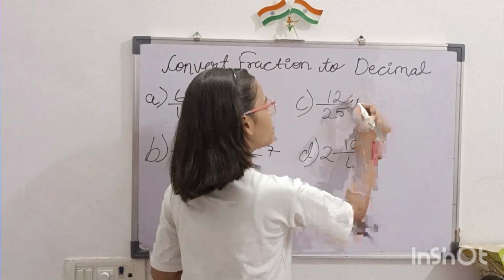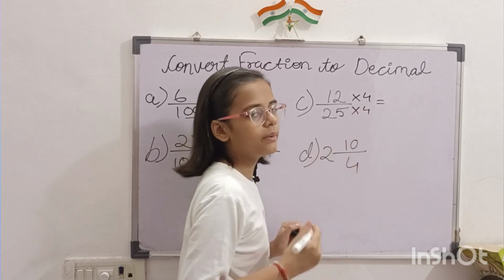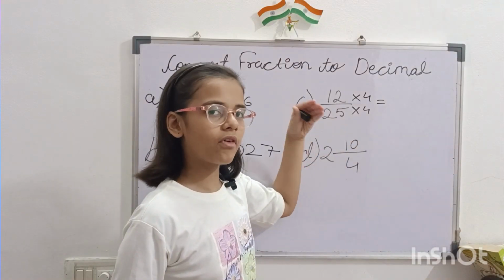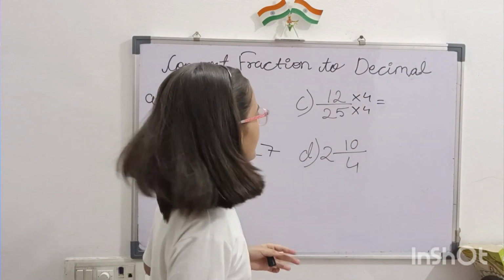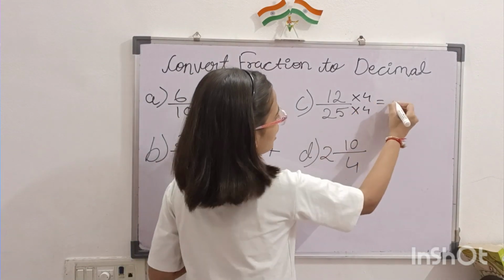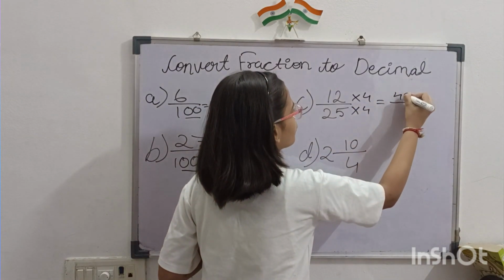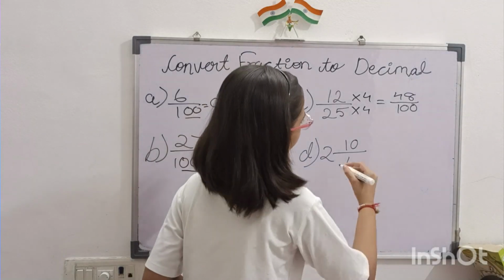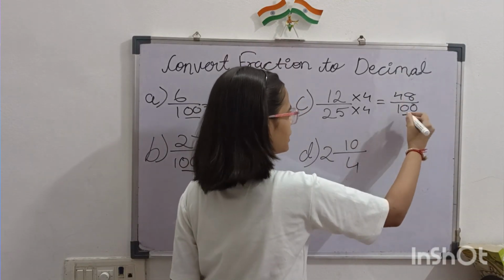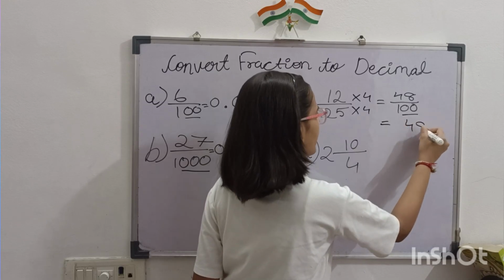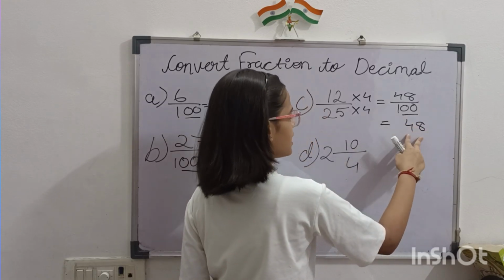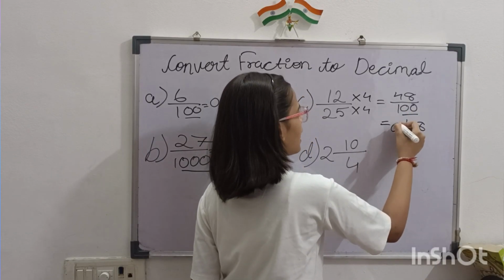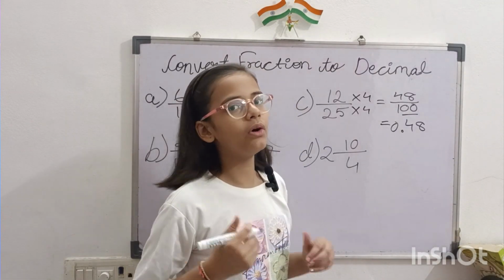25 multiplied by 4 equals 100. So we have to multiply the same number from the denominator to the numerator, and then our answer is 48 by 100. Now we have to check how many zeros there are. There are 2 zeros, so we'll need 2 digits. There are 48, 4 and 8. These are 2 digits. And we'll add a decimal point before this, and add a 0. So our answer is 0.48.